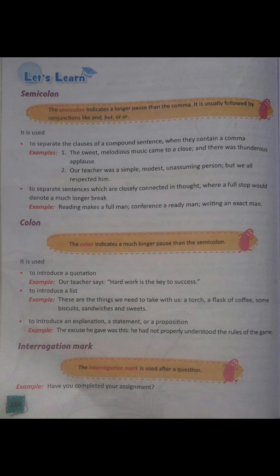So first of all, what we use to make a list. These are the things we need to take with us: a torch, a flask of coffee, some biscuits, sandwiches and sweets. To introduce an explanation, a statement or a proposition. Example: The excuse he gave was this: he had not properly understood the rules of the game.